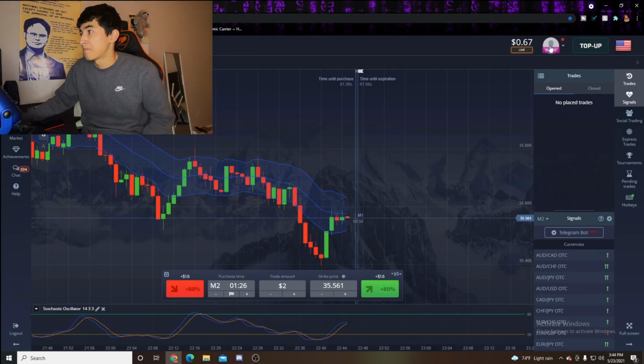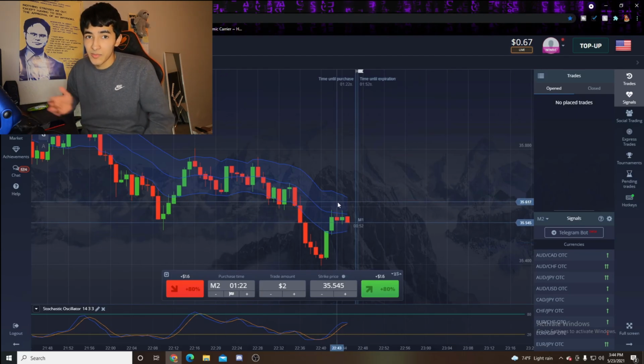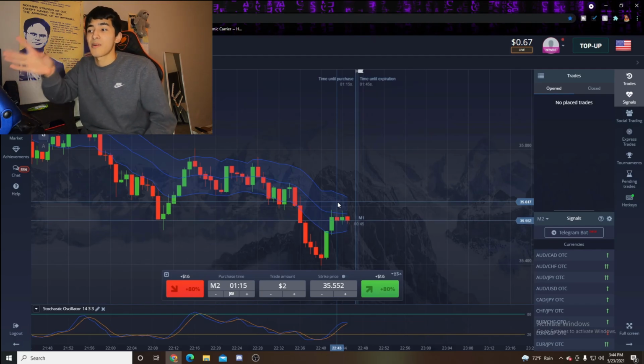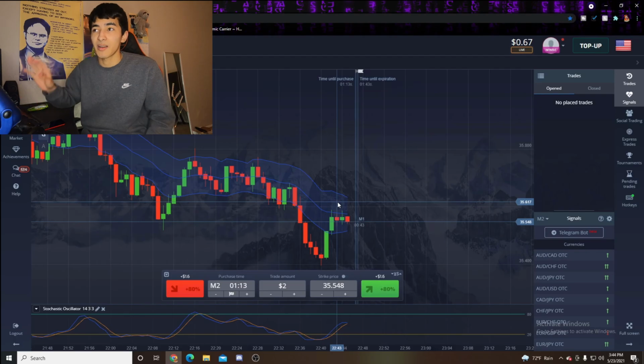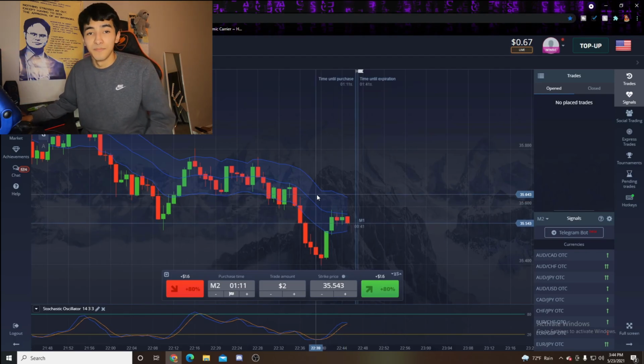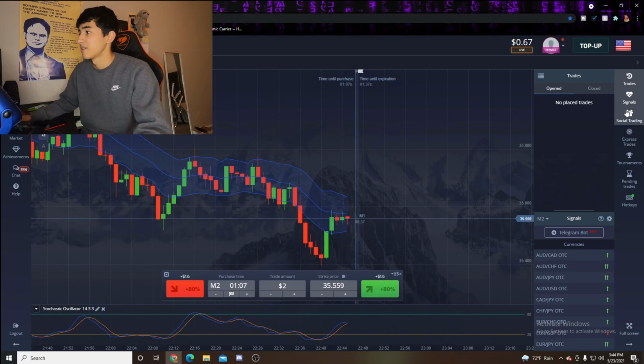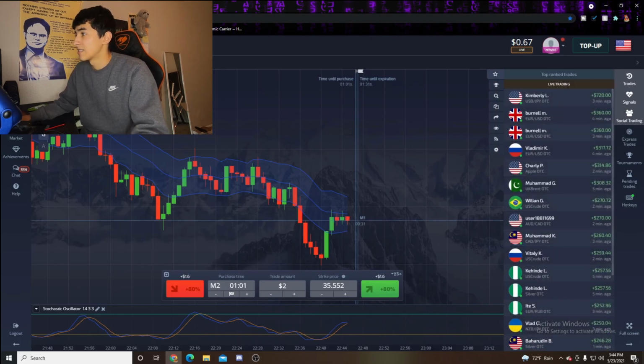So in order to copy somebody's trades, what you need to do is hop onto your Pocket Option. This is what I see as soon as I load into my Pocket Option. Then you need to go up here to the right, this area right here. You hit social trading, right? And then it says live trading.